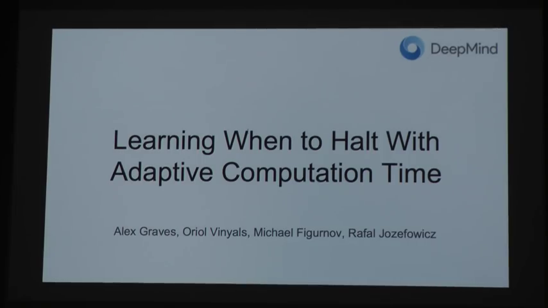Thank you. So I'm going to talk about an algorithm called adaptive computation time for recurrent neural networks, which I published earlier this year. And the relationship of this algorithm to this workshop specifically is obviously around this issue of a halting problem and deciding how long you need to spend thinking about something or computing something before you come up with an answer.